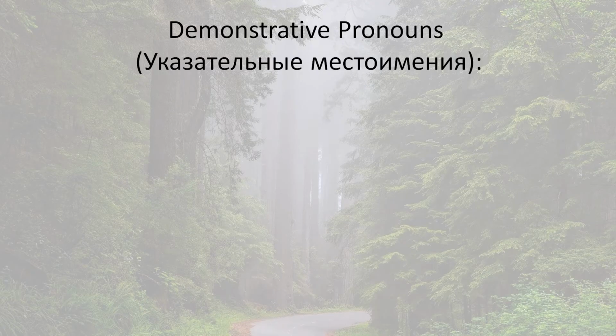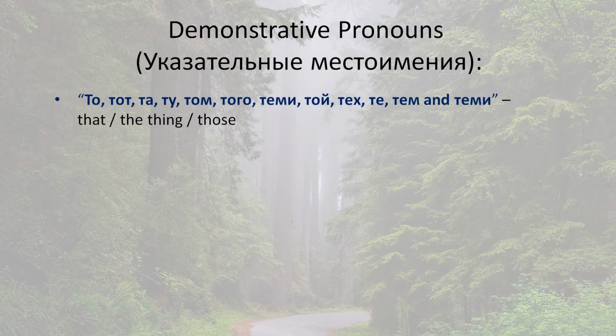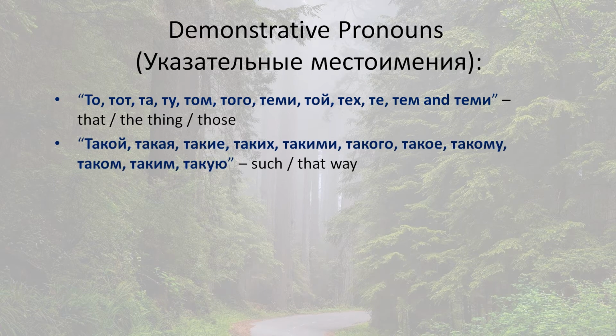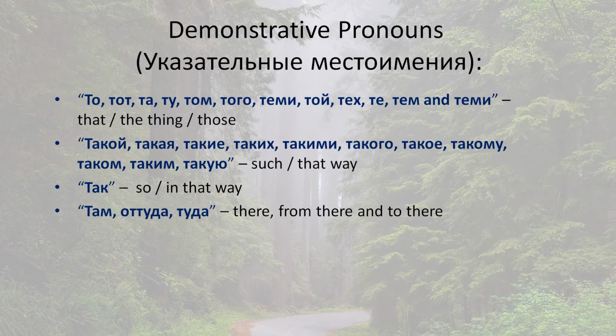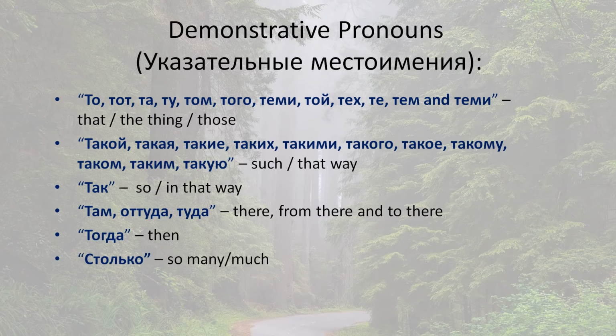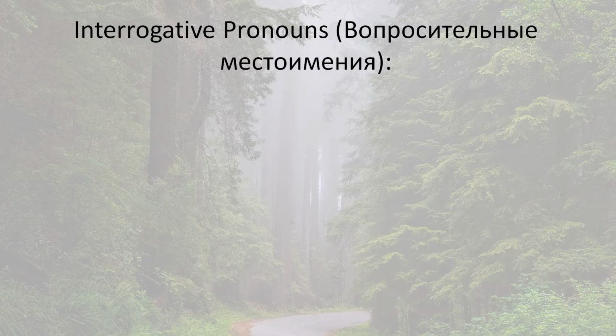So here I'll explain how these phrases are formed. These phrases are comprised of, firstly, demonstrative pronouns, or указательные местоимения. То, тот, та, and so on, meaning that, the thing, those. Такой, такая, такие, and so on, meaning such, that way. Так, so, in that way. Там, оттуда, туда, meaning there, from there, and to there. Тогда, then. Столько, so many, so much. Потому, therefore.